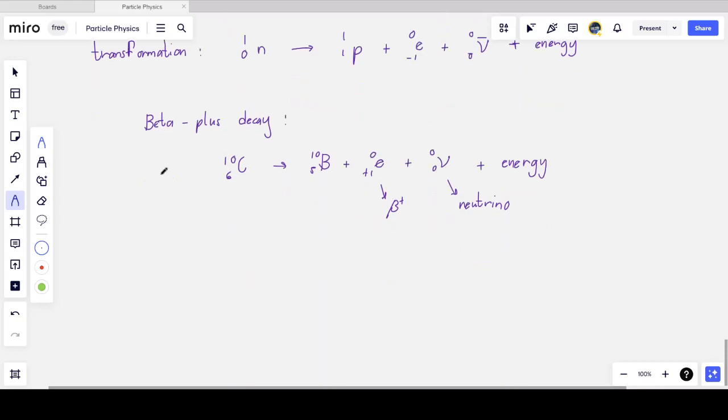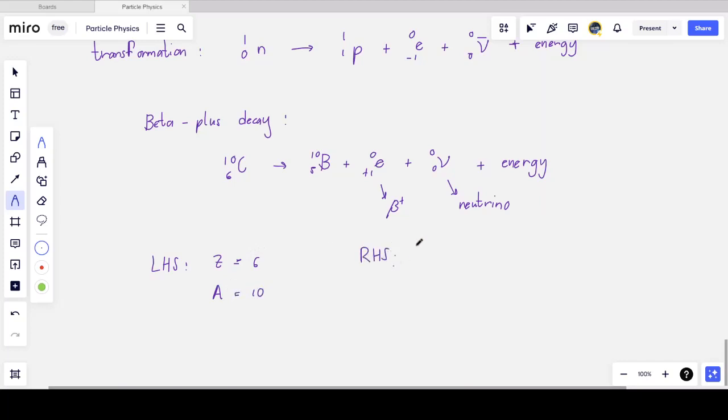So yes, particle physics is weird that way, but we have to understand the oddities, as it is a complicated topic, especially at advanced levels. So on the left-hand side, if we do the conservation exercise again, we see carbon has an atomic number of 6 and a mass number of 10.